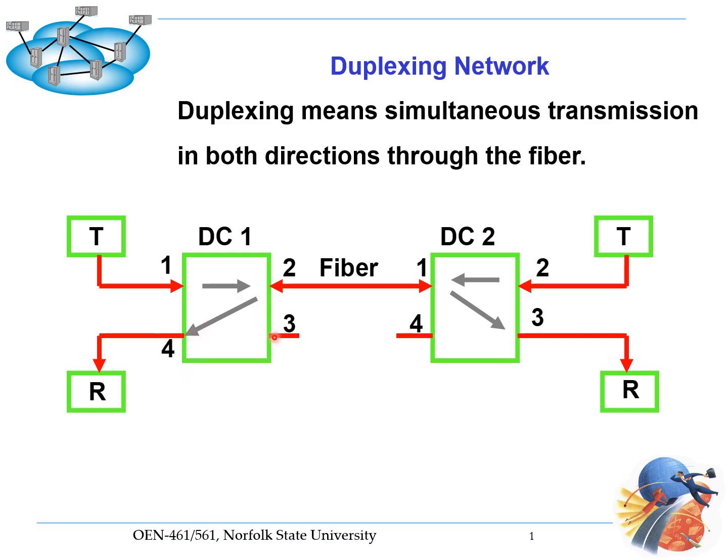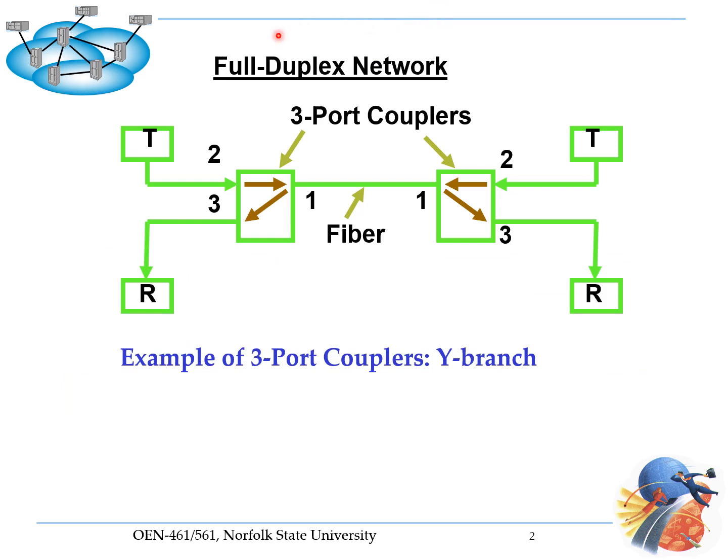And the directional coupler is capable of providing 4 ports. So we might get away with a simpler version of a coupler, not with 4 ports, but with 3 ports. And an example of a 3-port coupler is shown on the next slide. Here we have the same functionality of a full duplex network between two users, but the couplers are not 4-port directional couplers, they are 3-port couplers.